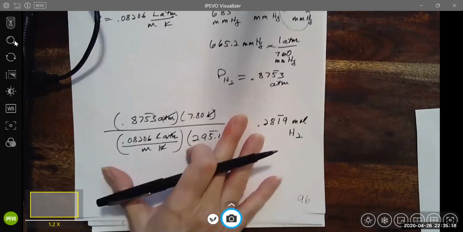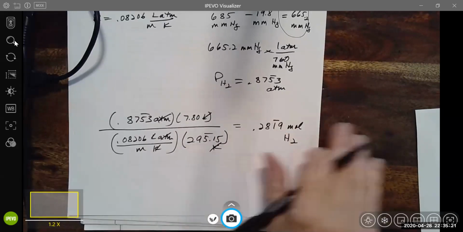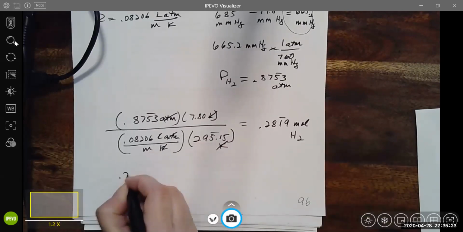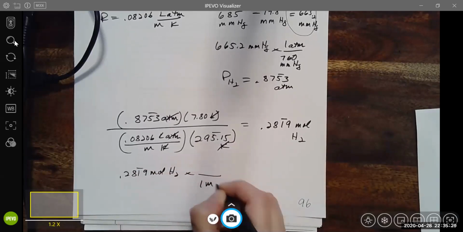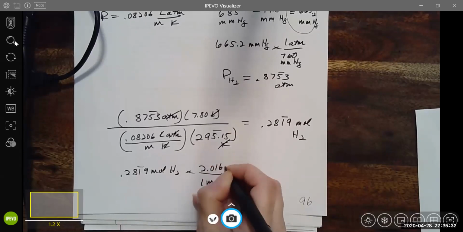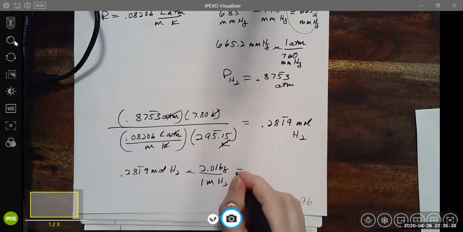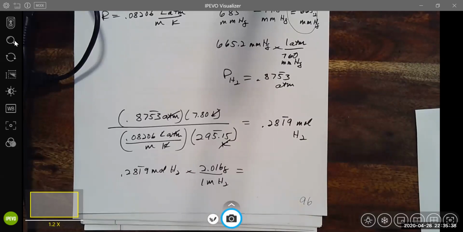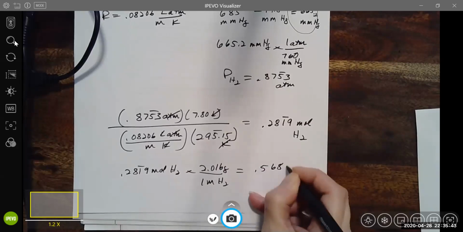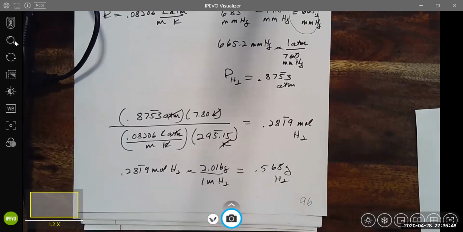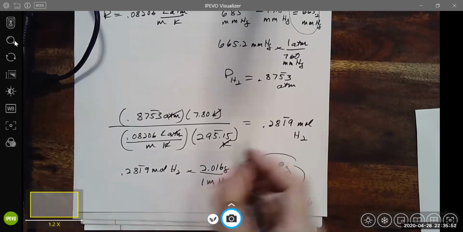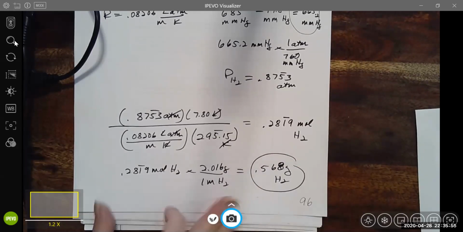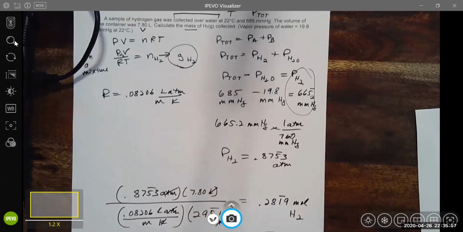One more step. I would normally just keep writing, but I'm writing big, so I ran out of space there. 0.2819 moles of hydrogen times 1 mole of hydrogen is 2.016 grams. So I take that number that's still in my calculator times 2.016, and that gives me 0.568 grams of hydrogen. Because I'm at the very end of the problem, I'm going to round to 3 sig figs. It's where I should be. So that's how you do these. It actually takes less time to do it than to explain it.